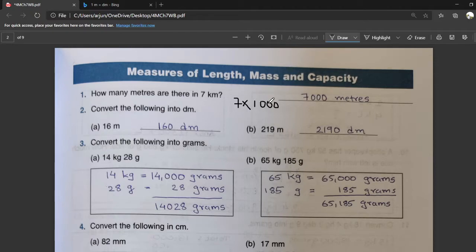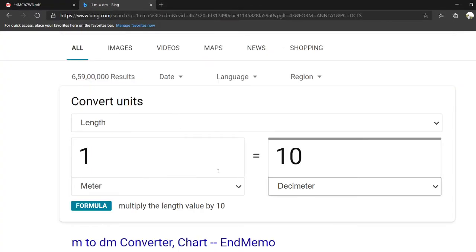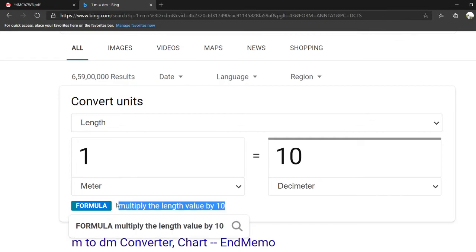Convert the following into decimeter. Here decimeter is new for you. dm is equal to decimeter. Now we have to see how to convert meter into decimeter. See, 1 meter is equal to 10 decimeter. So if you have to convert meter into decimeter, multiply the length value by 10.